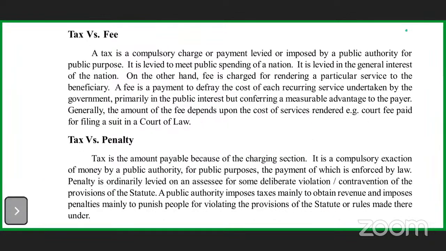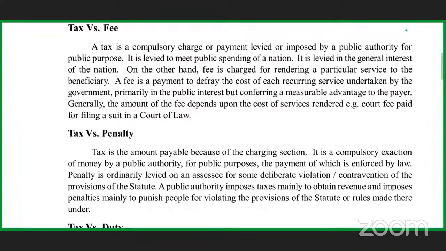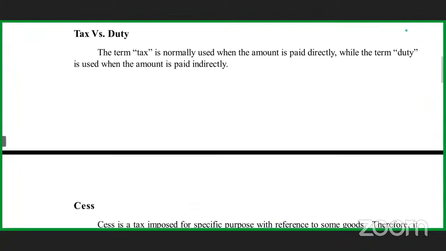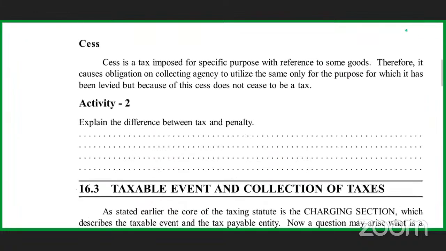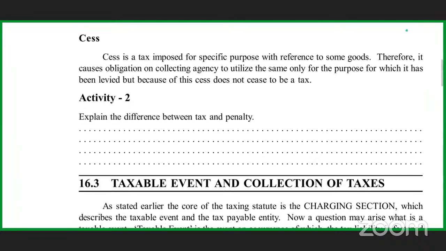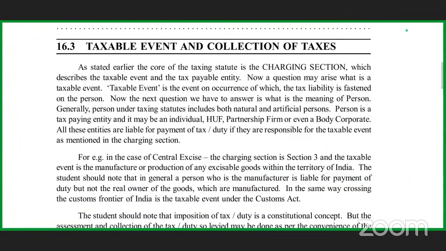and fee is like a payment to defray the cost of some recurring service. So they have given here the differences between tax and penalty, tax and fee, and tax and duty. Cess means, like education cess, a tax collected for the development of a specific department or specific field. So educational cess or secondary higher education cess means the tax is collected only for the improvement of the education system.